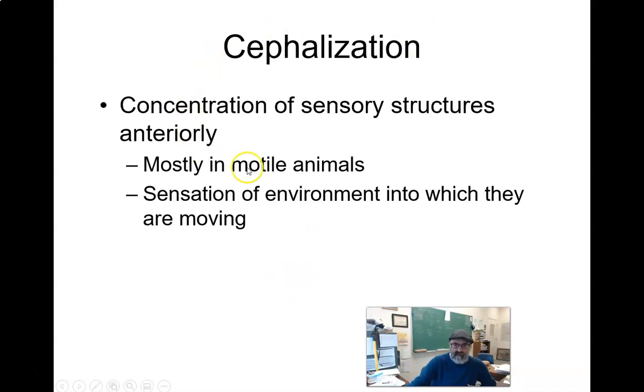Cephalization, right? Concentration of sensory structures anteriorly. The anterior end of the organism has the eyes, the sense of smell, usually whiskers, and lots of sensory structures. Why? Because as they move into a new novel environment, they want to know what's going on there. Okay, and so that's where the sensory structures are concentrated.